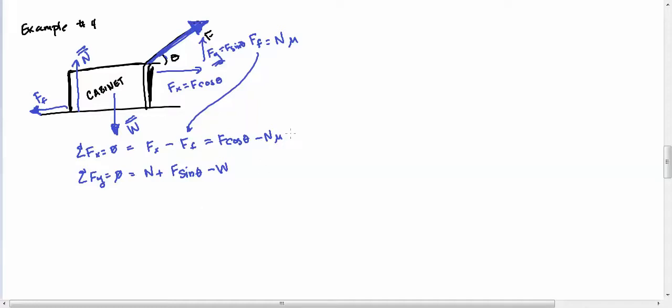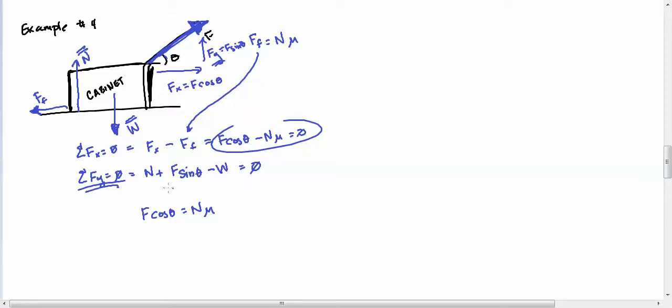Let's see. I'm setting this equal to 0, and I'm setting this equal to 0. So this first equation tells me that F cosine of theta is equal to the normal force times mu, because I just brought that over to the right side. And this is second, and I'm thinking, oh my goodness, I don't know what n is. Well, actually, you can use the information from here to figure out what n is.